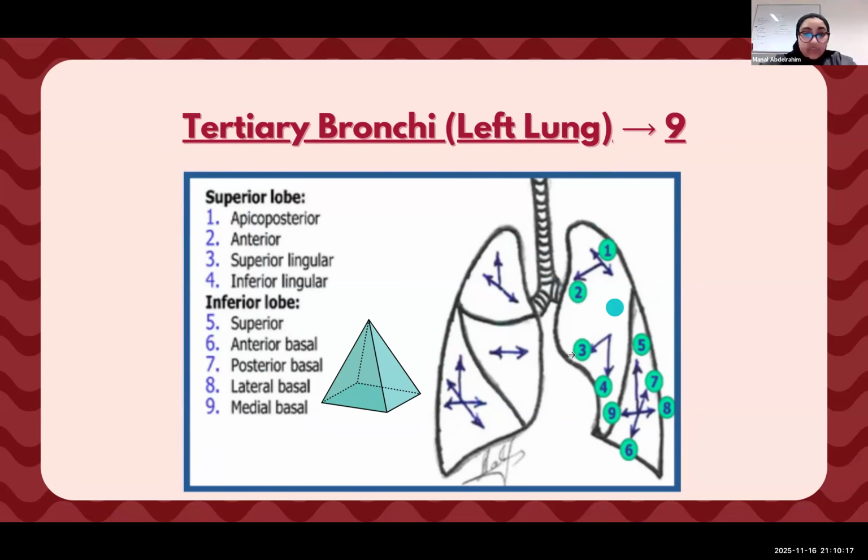These two are together. And then 3 and 4 are superior lingual and inferior lingual. On the left lung, we have something called the lingula. So these are going to supply that part. Inferior part, same thing as we mentioned before.